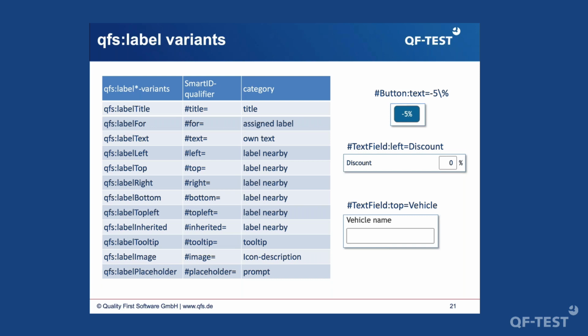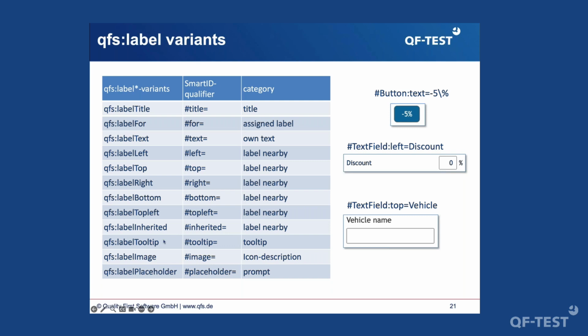and which brings us to this table here, where we have several possibilities how we can set some label, depending on which component it's on, depending also if it's a web application, where we have this label for here, for example, where the developers can associate a label with some input field or something like this. So QF-Test is taking this for attribute out of the DOM structure and directly assigning this to a label. The others are more or less easy, like label left, label top, label right, label bottom, label top left. We even have some specialities like label inherited, I'll show on the next page.